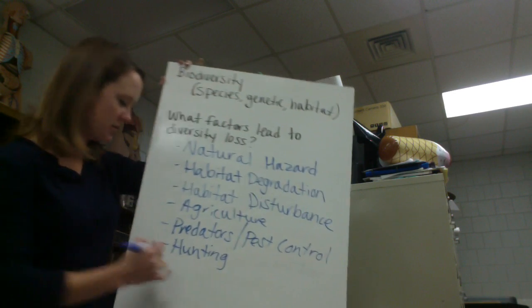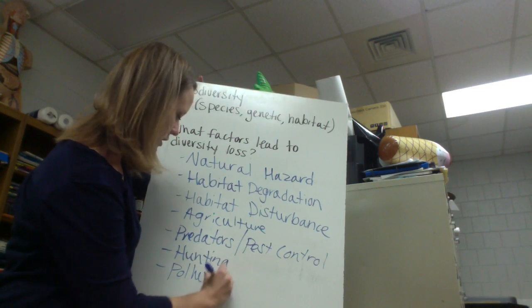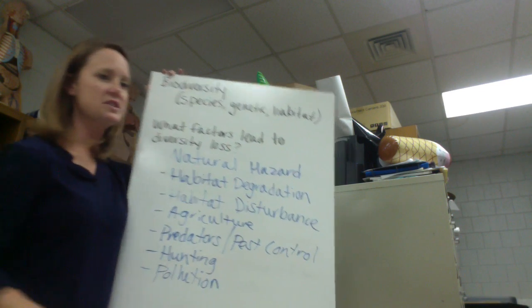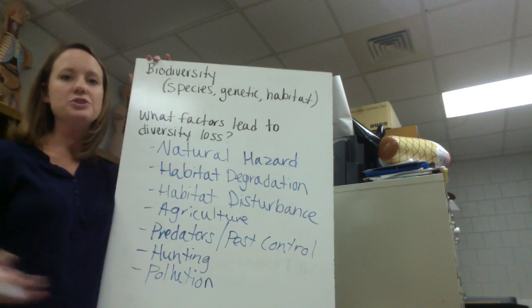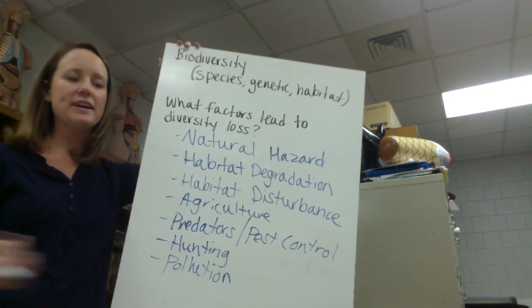Pollution is another human-caused biggie that can lead to a decrease in biodiversity. So that's air pollution, water pollution. So things like oil spills, factories, all of that can contribute.